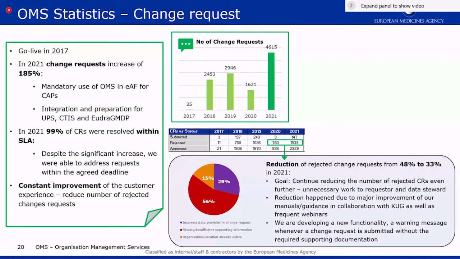We would like to continue with this reduction because, as I mentioned, it's necessary work not only for the requester but also for our internal team. With this in view, for this year we are planning to implement a new functionality, a simple warning message. This is linked to the numbers from the previous year, because we see that more than half of our change requests are rejected due to missing supporting documentation. Hence, with this new functionality, a warning message will pop up every time a change request is submitted without supporting documentation, to remind the user that this document is crucial in the validation process.